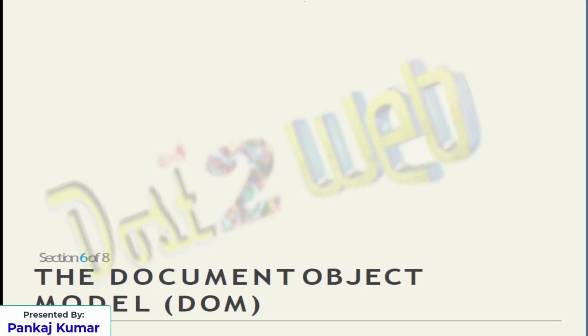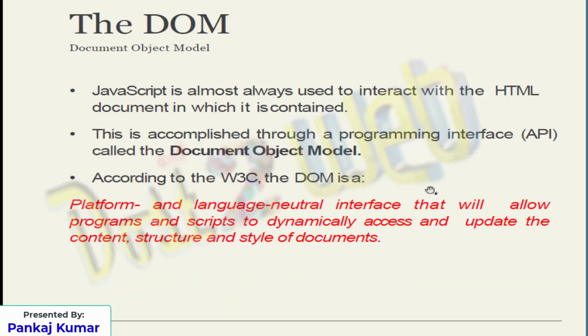We are about to start the Document Object Model, in short form called DOM. Let's see what a DOM is and how it can be used in JavaScript. This DOM, the Document Object Model, is always used in JavaScript, and it will interact with your HTML document.